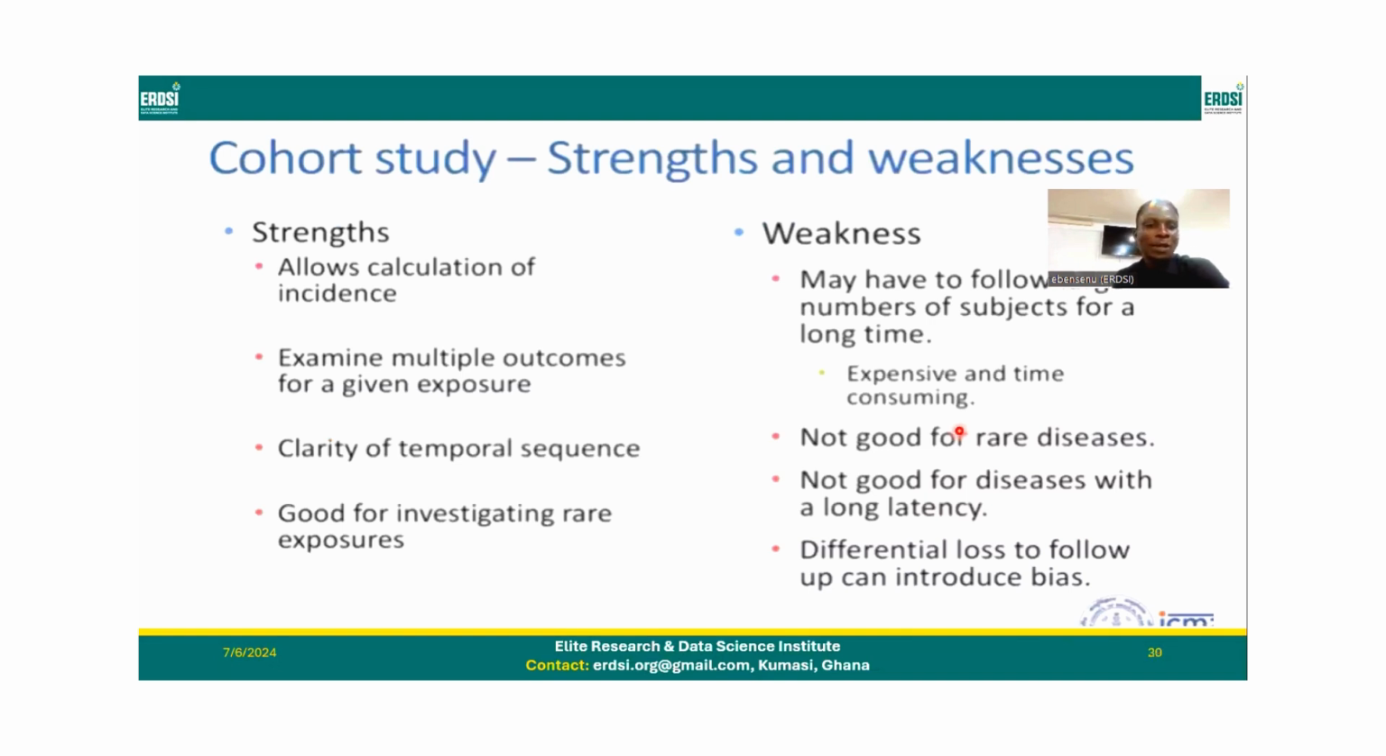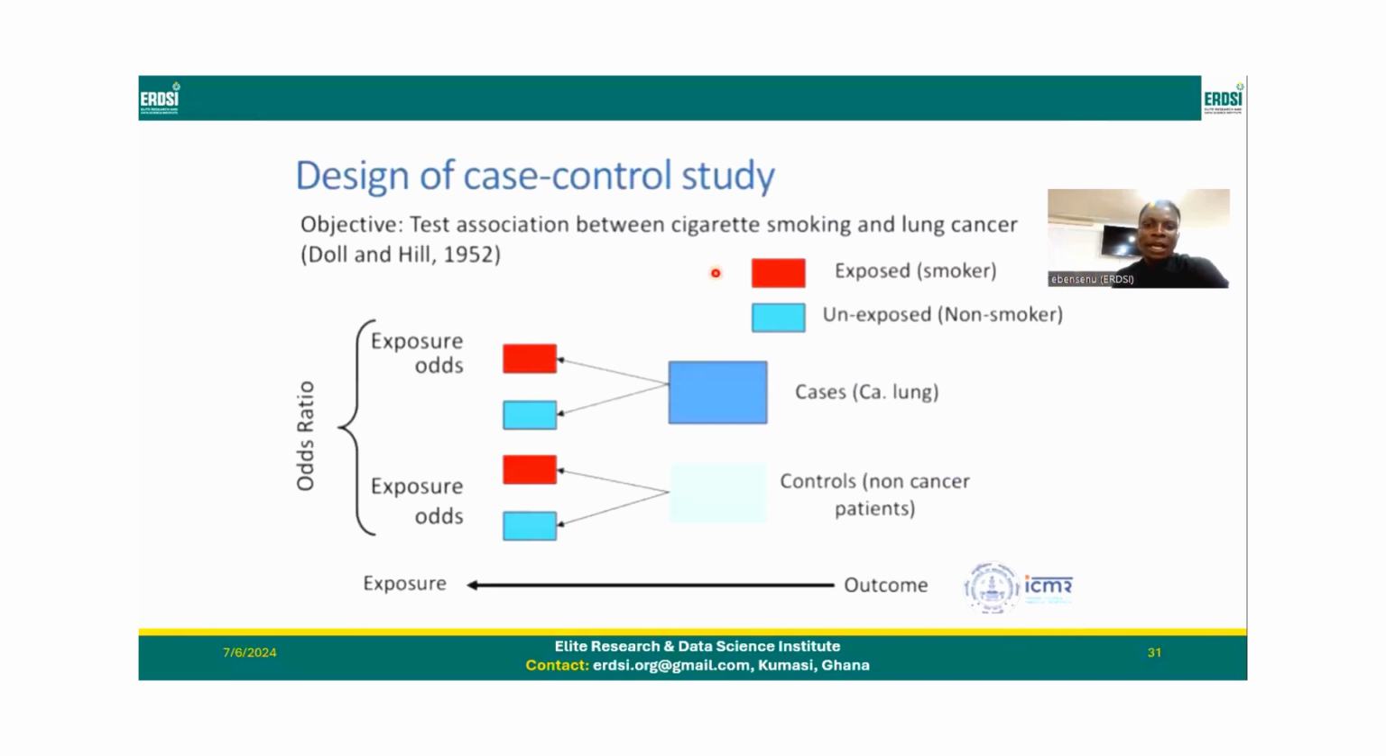This one also has strengths and weaknesses. I'm not going to touch on that. If you have the PPT, you can go through them. Another typical case is the case control study. What is the case control study? In the case control study, we have two groups. What are the groups? We have what we call the controls, and we have what we call the cases.